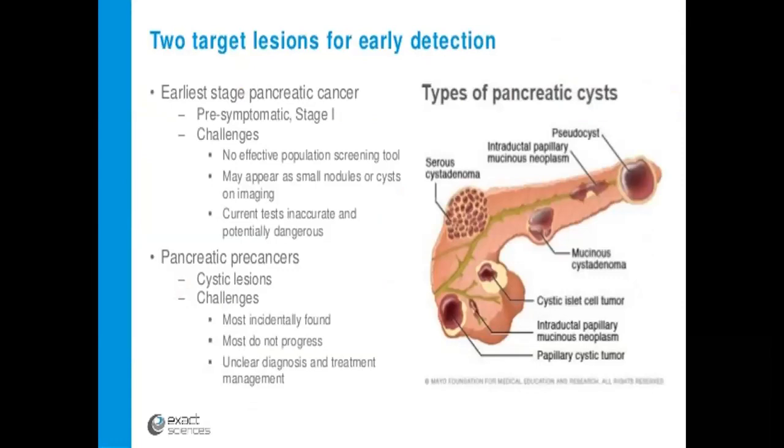What are the lesions for early detection, or what we call the earliest stage of pancreatic cancer? Let's take the pre-symptomatic stage 1. The challenges are that there is no affordable population screening tool, as we have in breast cancer. It may appear as a small nodule or cyst on imaging. Current tests are inaccurate and potentially dangerous.